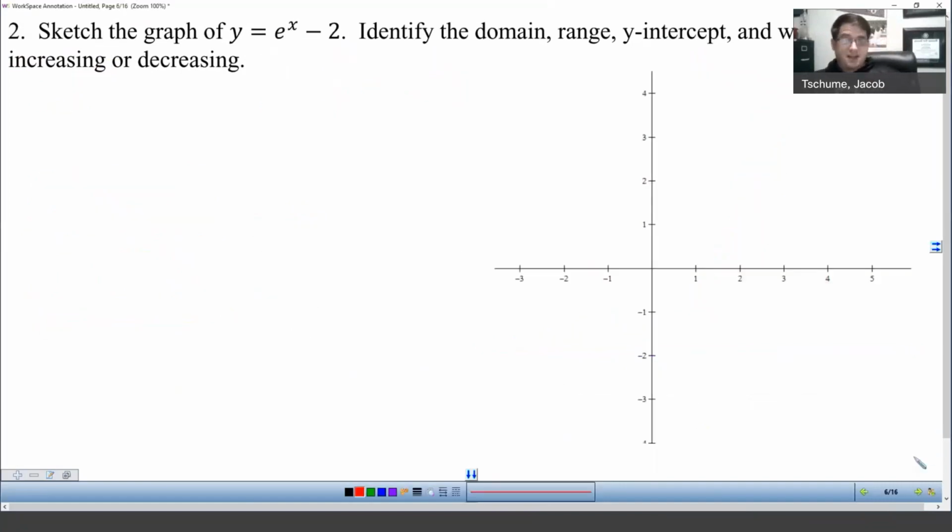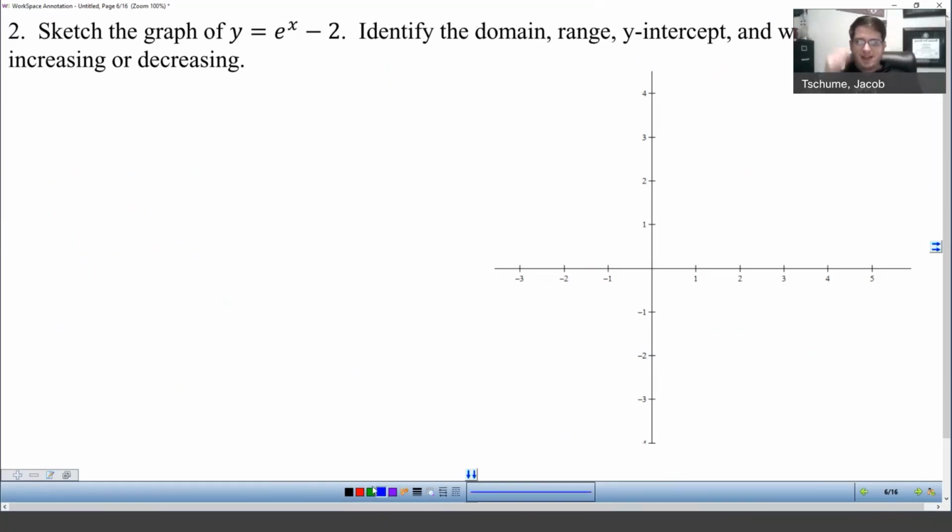Just so you can see a second one, let me do one more just like that, but I'm going to move into our natural base instead. So I want you to, once again, sketch the graph of y equals e to the x minus 2. I want you to identify the domain, the range, the y-intercept, and whether it's increasing or decreasing.